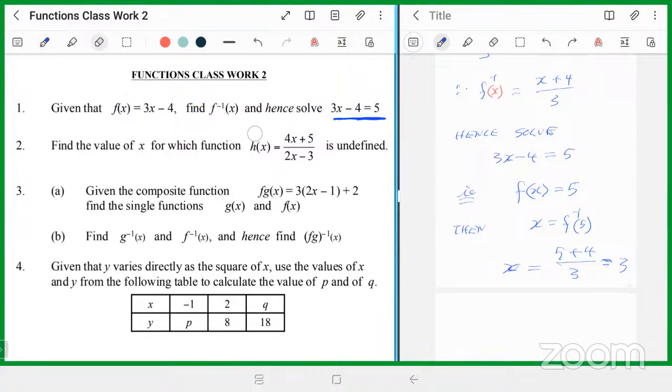But okay with that? Yes, sir. Moving on to number 2.